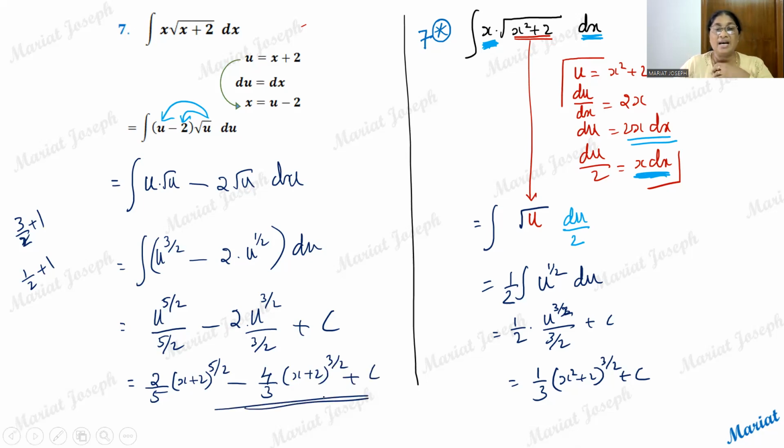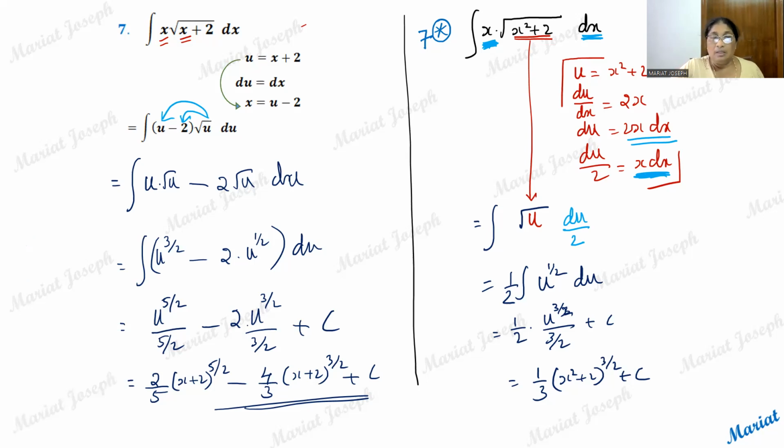See how different the answer went. In fact, when it was x square inside the under root, the work was much easier. But when it is x inside the under root and x itself is outside, things went very different. That was question 7 and 7 star. I did that 7 star to make you realize how different things will go.